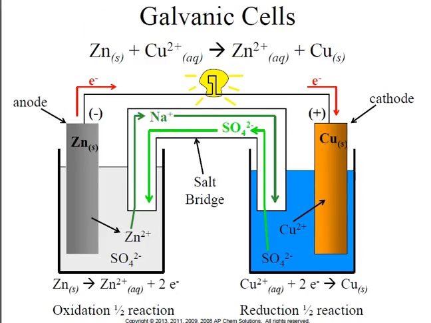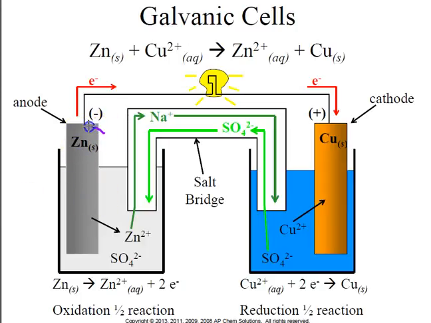Here's an example of a classic galvanic cell. If you Google galvanic cell, this will pop up. This is the most popular galvanic cell, the zinc copper cell. It even has its own name. It's called a Daniell cell. So galvanic cells can be made with any combination of metals, but this one is just used a lot for example.